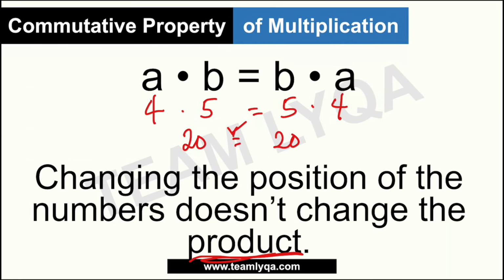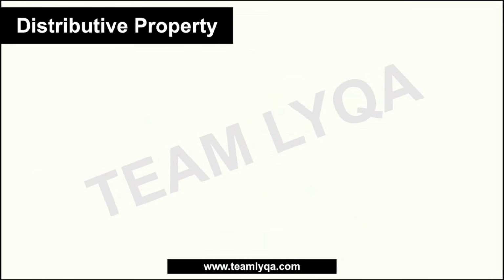Yun yung commutative property. Again, kapag naggalaw-galaw or nagpalit-palit sila ng pwesto, pero pareho pa rin ang sagot, nag-commute sila, it's commutative. Okay? Next is yung distributive property. And distributive property involves both multiplication and addition.